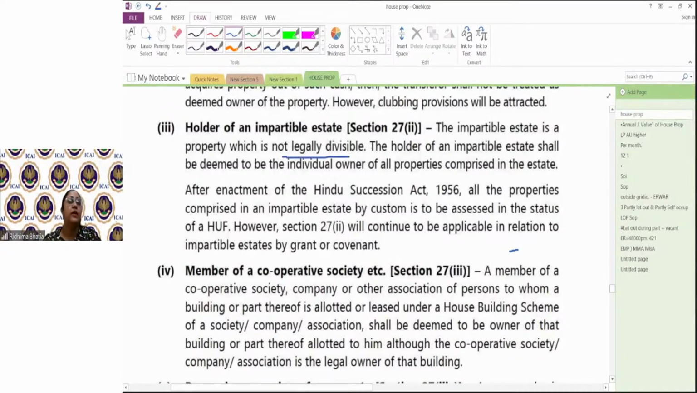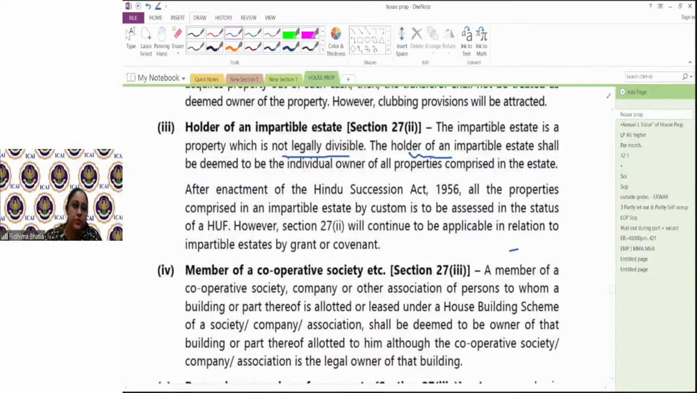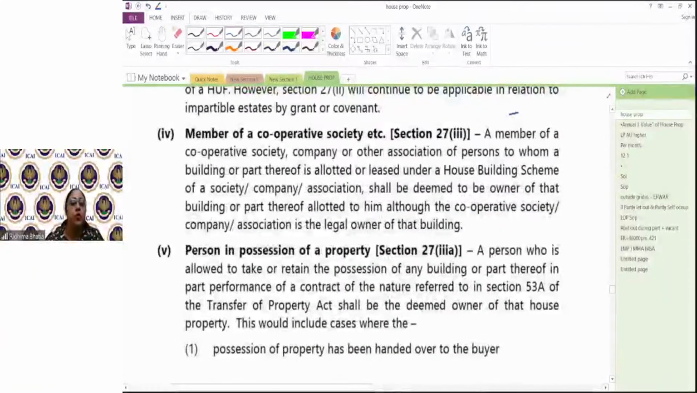In that case, my friends, the holder of the impartible estate would be considered the owner of the entire property, the deemed owner of the entire property. Even if other people have shares in that property, that individual holder would still be considered the deemed owner. Next, member of a cooperative society.